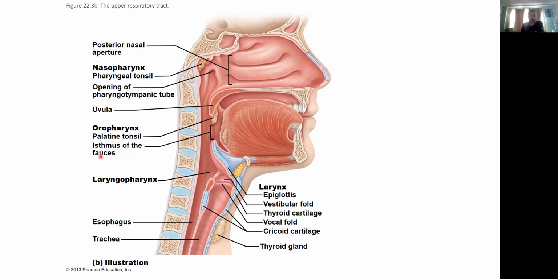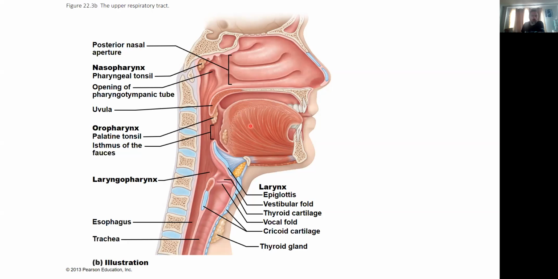This is the isthmus of fauces. Now, in your book, it says isthmus of the fauces. It's just the isthmus of fauces. I don't know why this "the" is there, but it is. But this isthmus of fauces, we can close off using a variety of different oral seals, okay? Closing off the oral cavity from the pharynx.